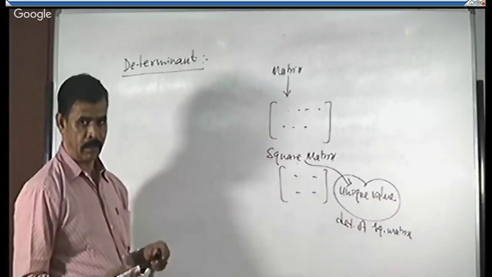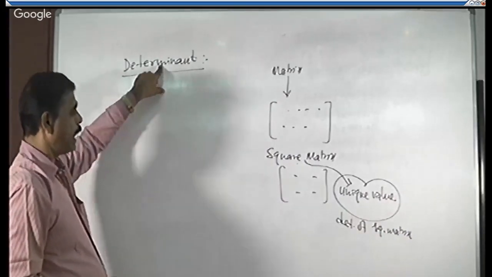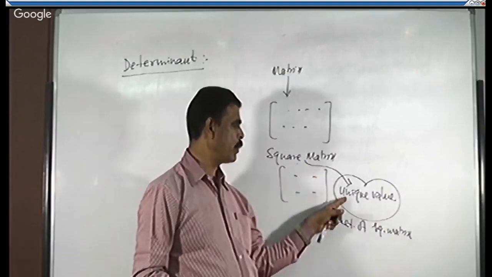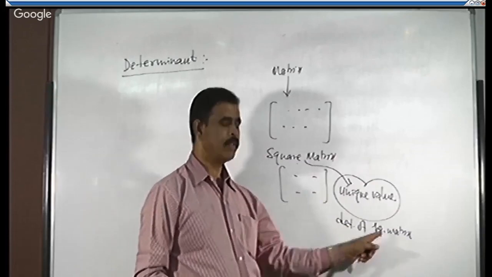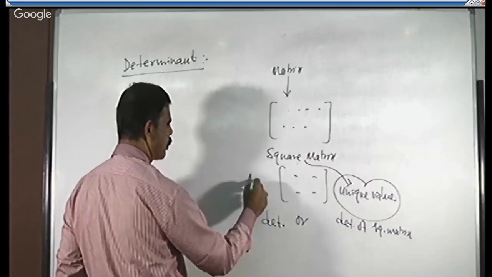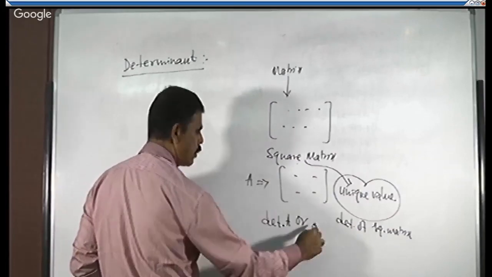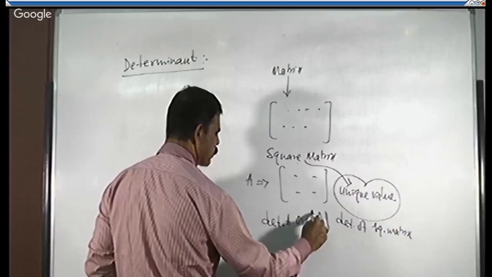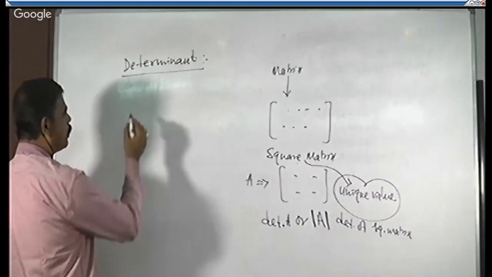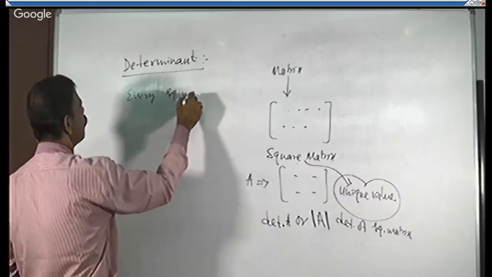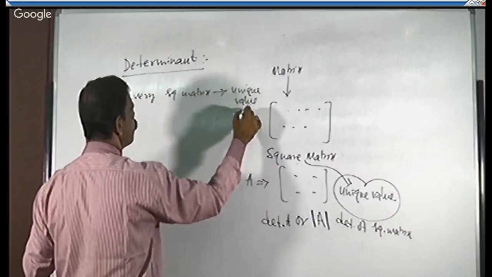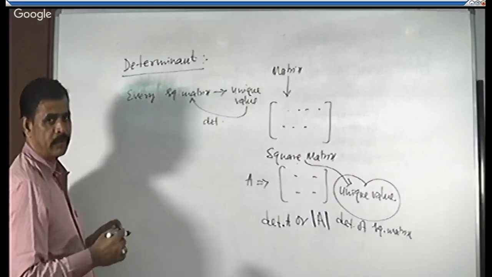Then I can define determinant as: every square matrix will have a unique number. That number will be called the determinant of that square matrix. Suppose A is a square matrix, then I can write determinant of A, or symbolically, I can write like this, determinant of A. So this is the definition of determinant. Every square matrix has a unique value, and that unique value will be called the determinant of that matrix, right?